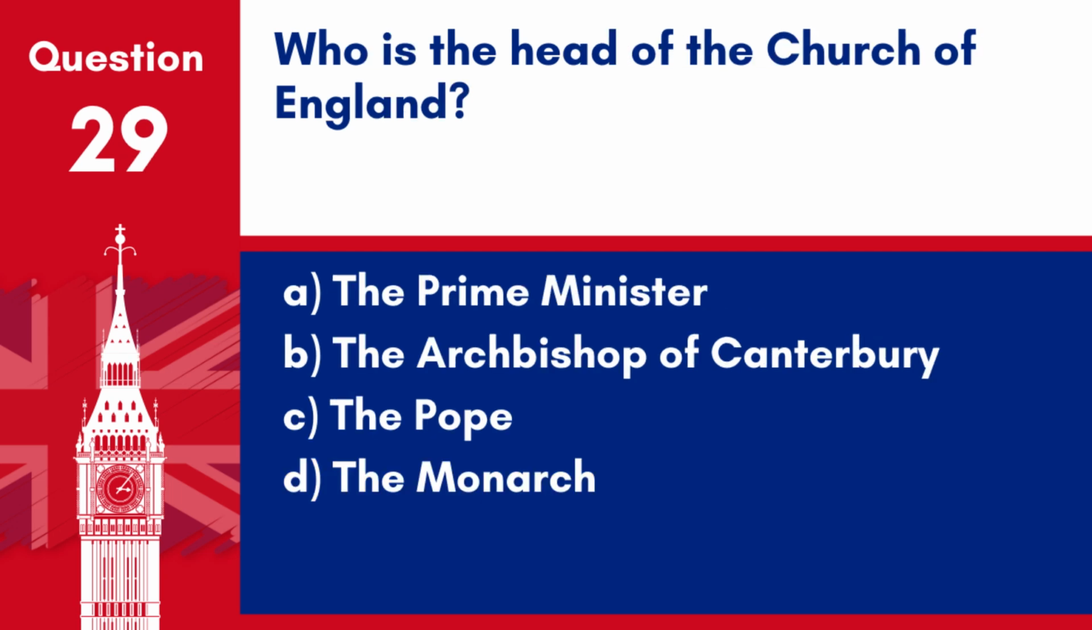Question 29. Who is the head of the Church of England? A. The Prime Minister. B. The Archbishop of Canterbury. C. The Pope. D. The Monarch. Answer: D. The Monarch. The head of the Church of England is the monarch, making the reigning king or queen the supreme governor of the Church.